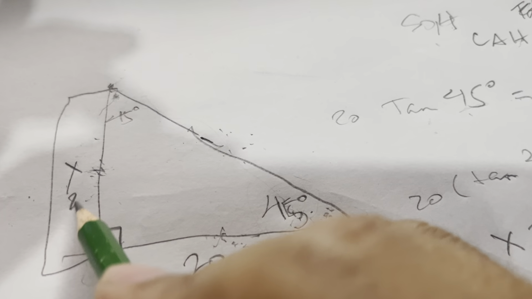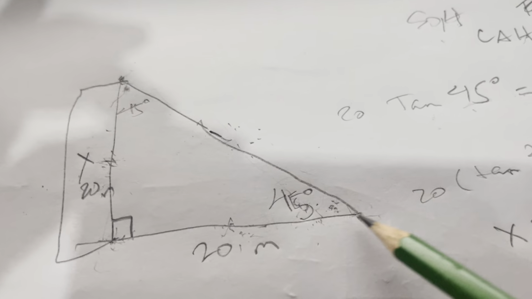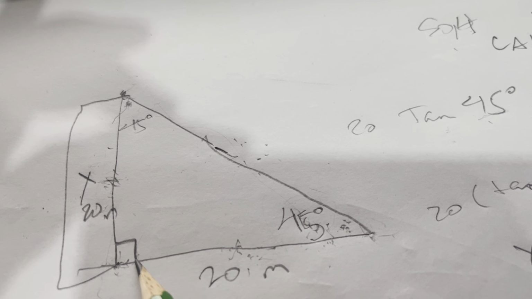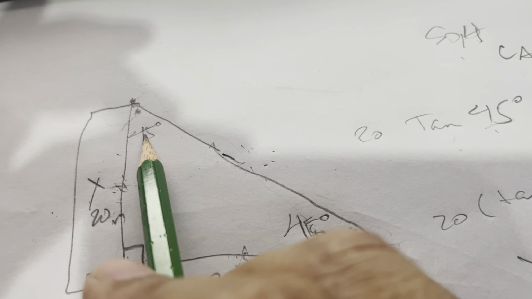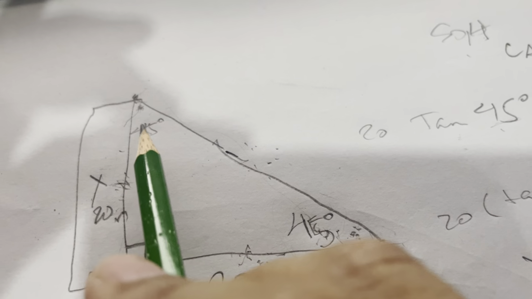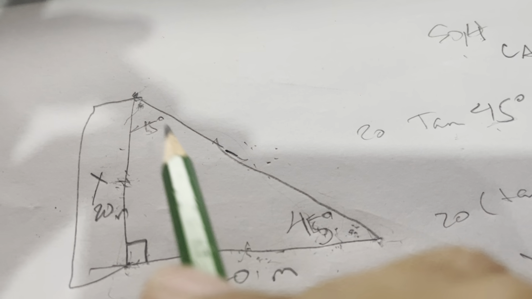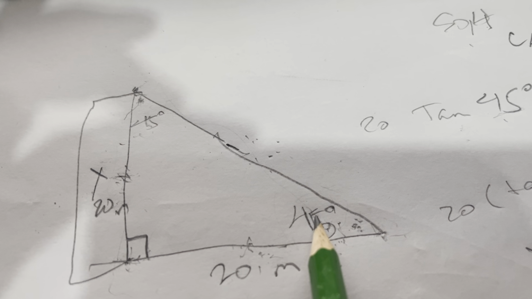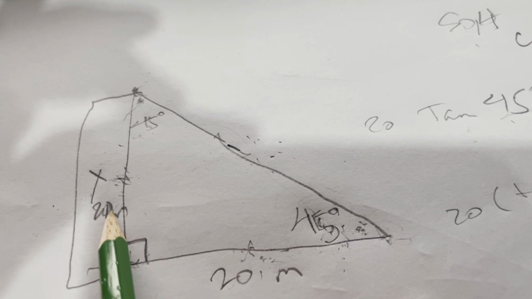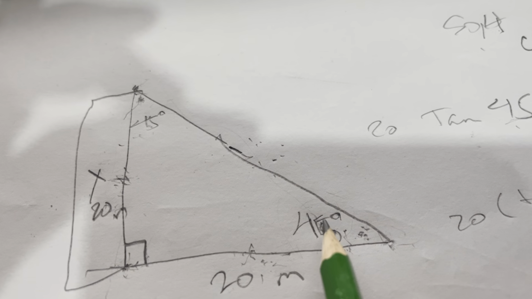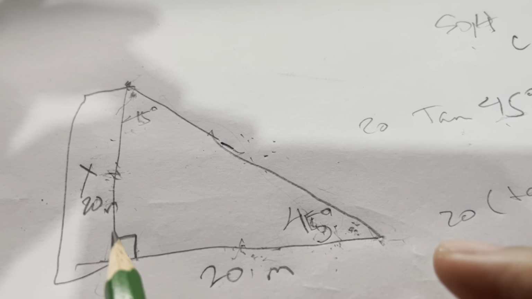Now if you look, since this is 45 degrees, and it makes a right angle with the triangle, what does this mean? This angle is also 45 degrees. If this is 45 degrees and it's 20 meters, then this is also 20 meters. This is how we double checked our answer, so it's correct. The building is 20 meters tall.